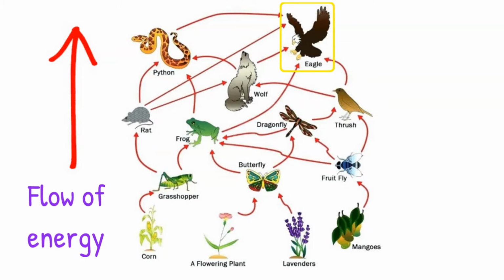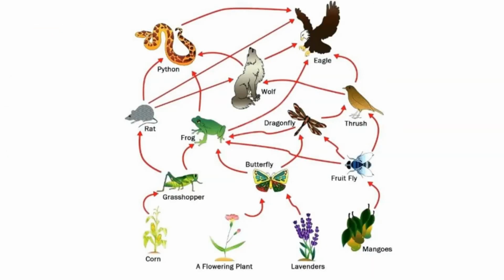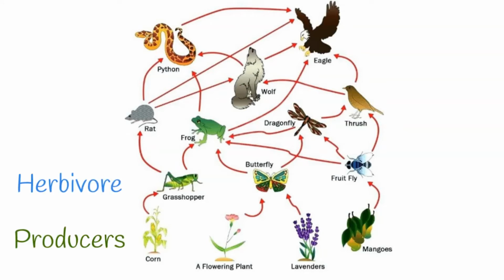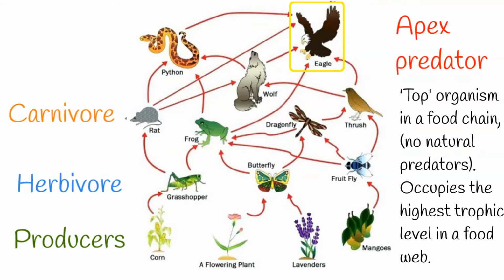When drawing food chains or food webs, it is important to show the arrows in the direction of the flow of energy. So, you can see the flow of energy from the producers to the herbivores, to the carnivores, and then of course up and up through the carnivores until you reach the top, the eagle. Now in this scenario, the eagle is called an apex predator.